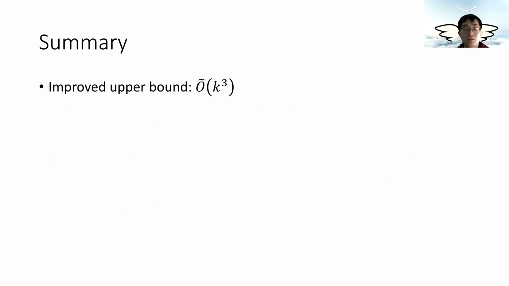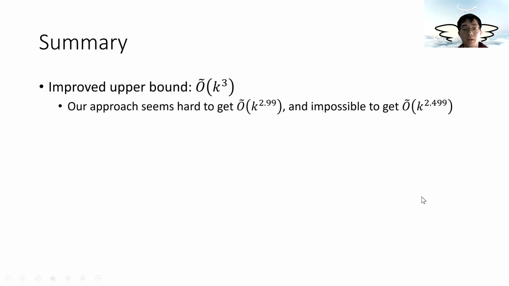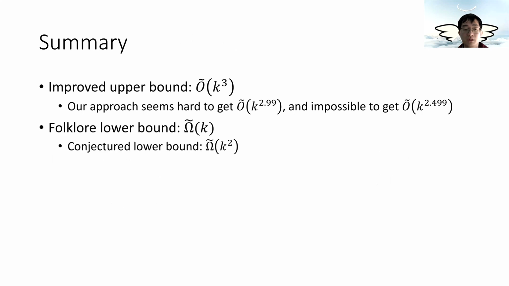In conclusion, we get an improved upper bound of roughly k cubed, and our approach is hard to get below k cubed and also impossible to get below k to the 2.5. And we know that there is a linear lower bound, and the previous papers also conjecture that the lower bound can be strengthened to k squared.